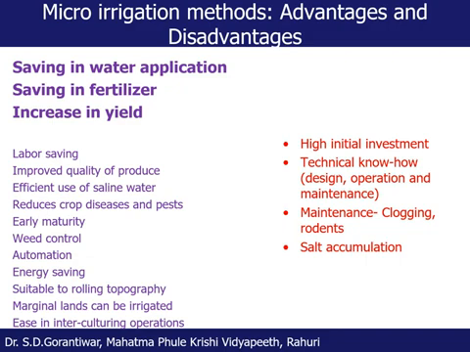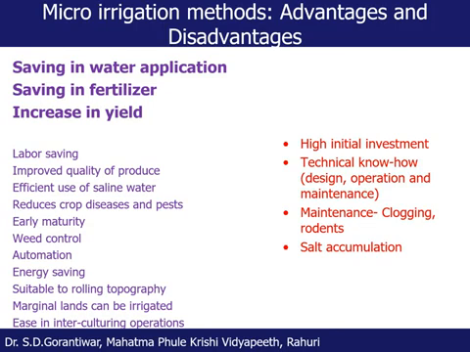And the next is the salt accumulation. When we apply water into the root zone in the form of droplets, what happens? This water displaces the salt in the root zone around the periphery, and many times we observe that salt rings are formed around the drippers, and there is the problem of salt accumulation as well. At the same time, as we apply water in just the required quantity, there may not be proper leaching of the salt as it happens in case of the surface irrigation method. So besides the several advantages, there are certain limitations associated with this method.